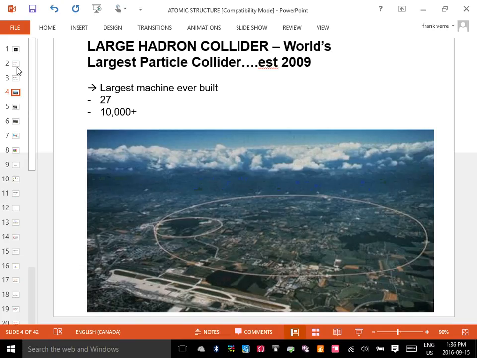So tools. This is a picture of the largest machine ever built by humans to study, in this case, physics, to study particles, to study the nature of matter. This is called the Large Hadron Collider. It's what's known as a particle accelerator. There are many of them out there. This is the biggest one.